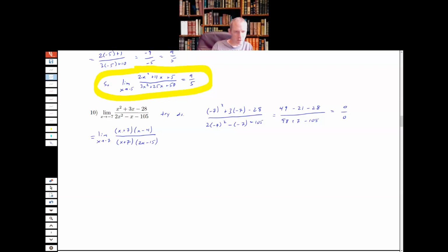So now we double check. X times x gives me x squared. Plus 7x minus 4x will give me a 3x. And 7 times negative 4 is negative 28. In the denominator, we have negative 2x squared, minus 15x plus 14x gives me a minus x. And 7 times negative 15 is a negative 105. So we're in good shape. We cancel the x plus 7s.